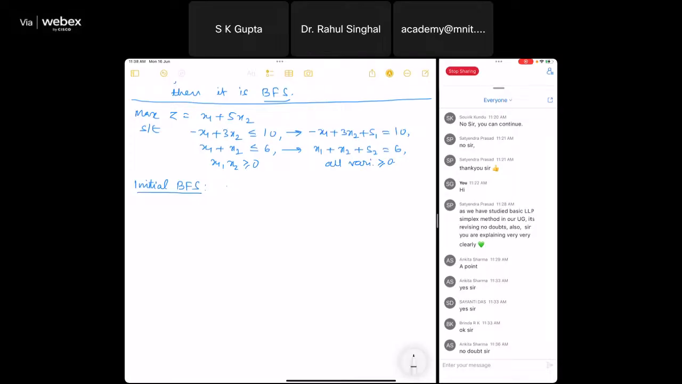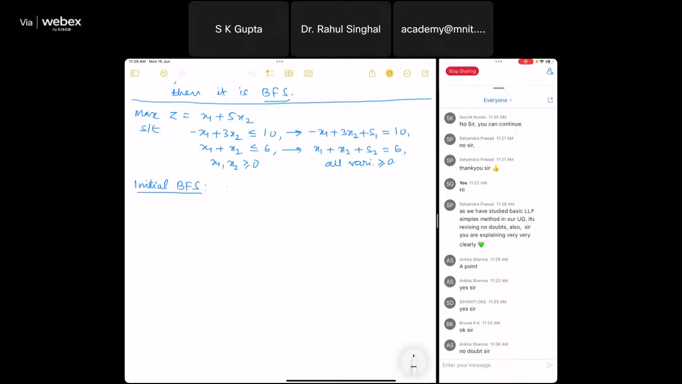Okay. So take x1 equal to 0 and x2 equal to 0. See, how many variables do we have in total here? 4 variables, right? And how many equations? 2. So for basic solutions, we have to put n minus m variables equal to 0. That means we have to put 4 minus 2 equal to 2 variables equal to 0.